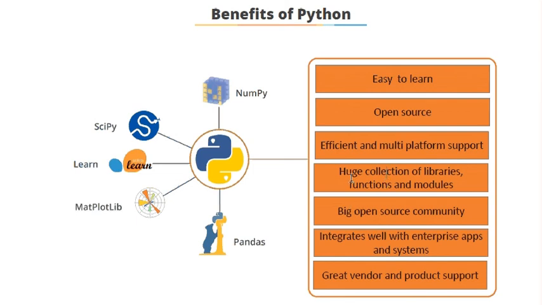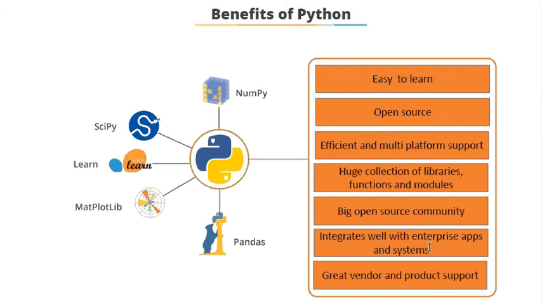Now the next one is the big open source community. We have a big open source community for Python. And the next one is that it integrates well with enterprise apps and systems. We can easily integrate it with any enterprise application or system. Python is compatible, and we can integrate it with any application or system running in the production environment.